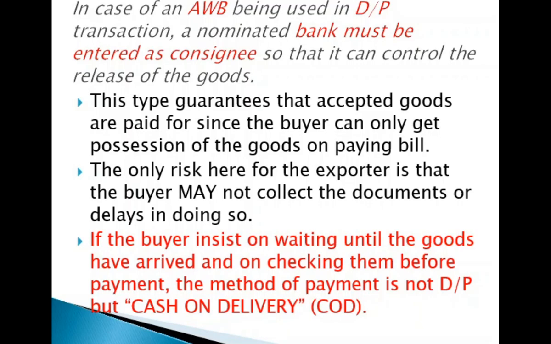I'll take that again. In a case where an airway bill is used in a document against payment transaction, a nominated bank must be entered as the consignee of the goods so that the bank can control the release of goods. This type guarantees that accepted goods are paid for, since the buyer can only get possession of the goods on paying the bill. The only risk here for the exporter is that the buyer may not collect the documents, or the buyer may delay in collecting the documents.